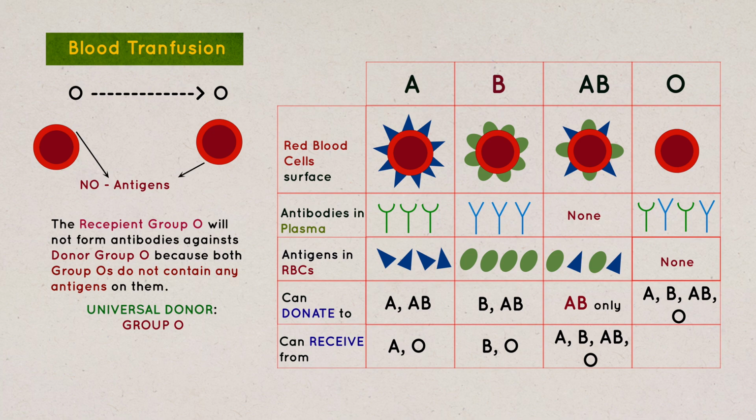Since group O can donate blood to all other groups, it is called the universal donor group. Well, actually, the universal donor blood group is O negative. We will discuss this further in the rhesus system.